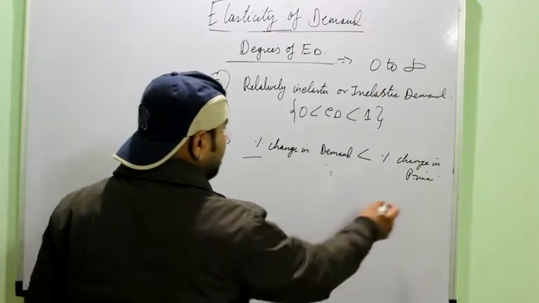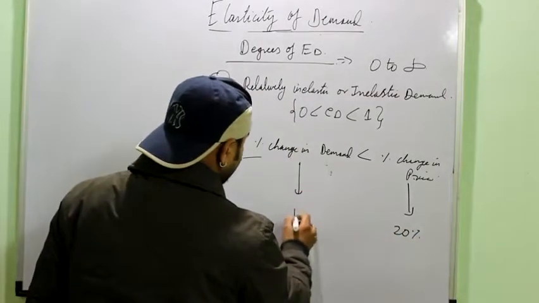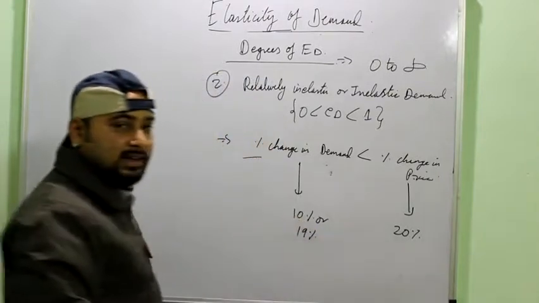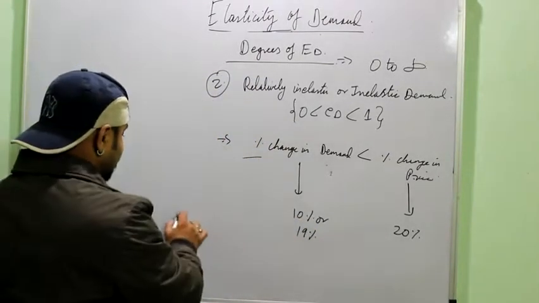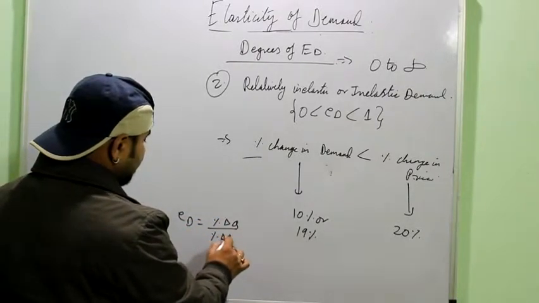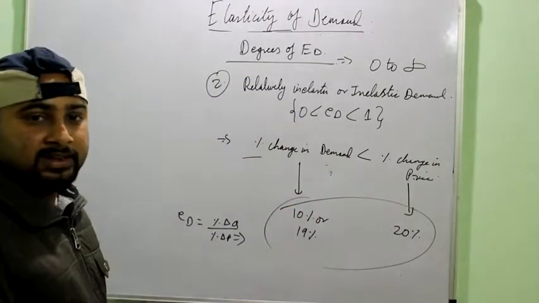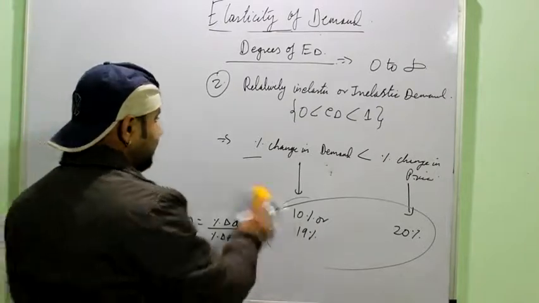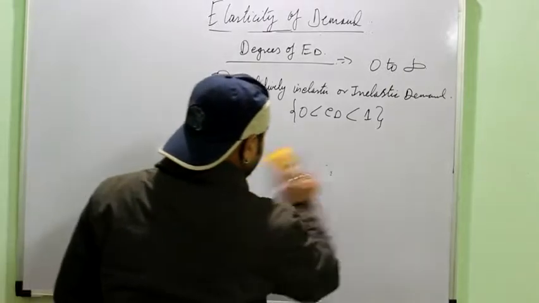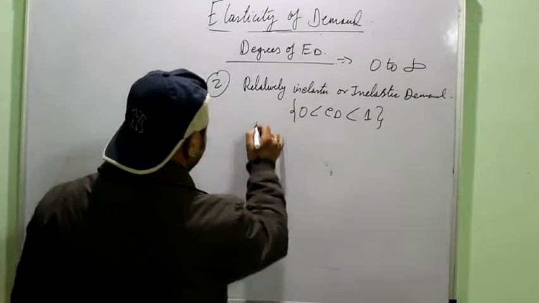It simply says that suppose the price of the commodity changes by 20%, the demand changes only by 10% or maybe 19%, less than 20, right? Because remember the formula, ED was equal to percentage change in demand upon percentage change in price. So if you put the value, you will come to know that here the elasticity will be less than 1. Then diagrammatically again we can have a look, and diagrams are also to understand how you draw the diagram. If you understand one, you can draw all.